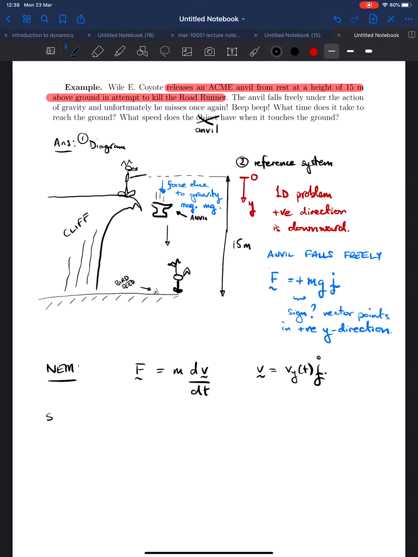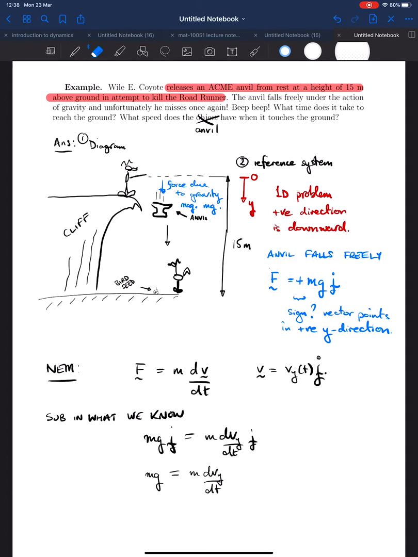Good. So, sub in what we know. And we get the following. We get mg j on the left equals m dvy by dt j. And of course, as before, these are only equal if the components are equal. So this gives us the following equation, which, because this is straightforward, just repeating what we did last time, we need to cancel the m.